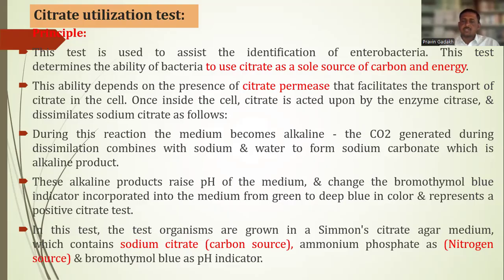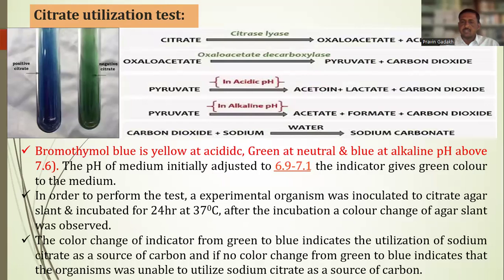In this test, the test organisms are grown in Simmons citrate agar. It is the media used for the inoculation of the organism, and the procedure is similar. The only difference is that in the case of indole and MRVP we use a broth media, while in the citrate utilization test we use a solid media. It is an agar medium which contains sodium citrate as the carbon source, ammonium sulfate as the nitrogen source, and bromothymol blue as a pH indicator. On that basis, we can determine whether the end product is synthesized in that reaction or not.